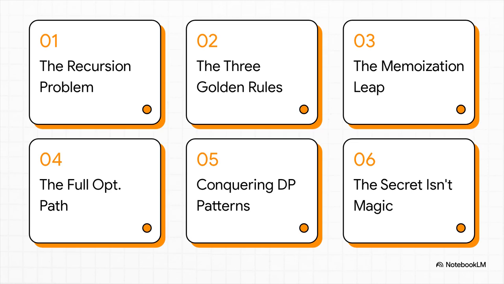So in this explainer, we're going to follow this exact 6-step journey. We'll break down the initial problem, learn the absolute core rules, and then build our way up to a fully optimized solution that you can apply to tons of different problems. Okay, let's start with where things usually go wrong.